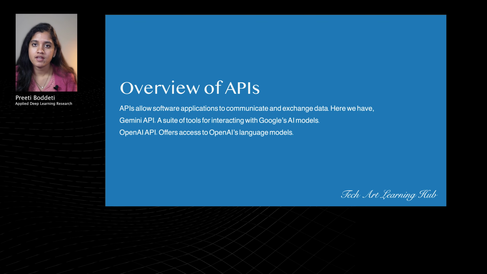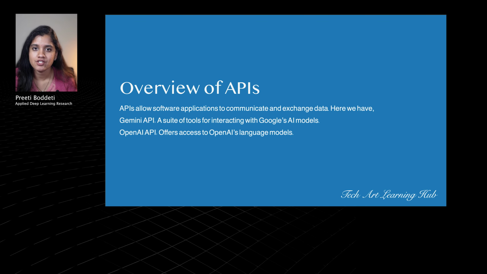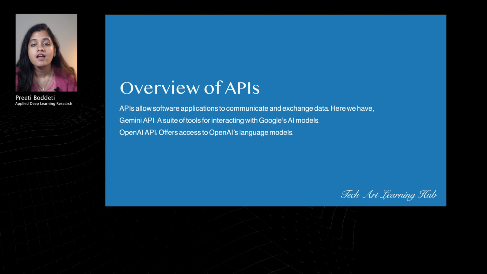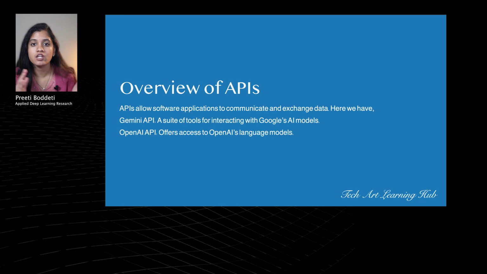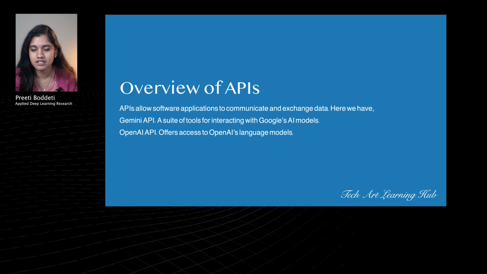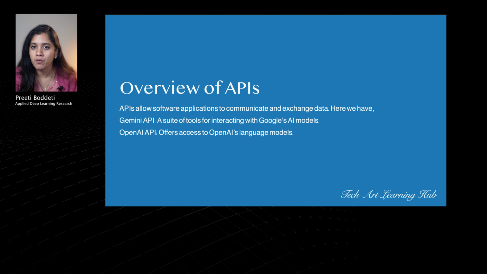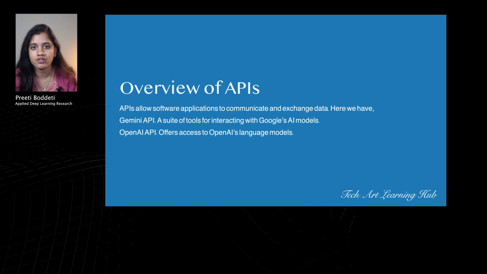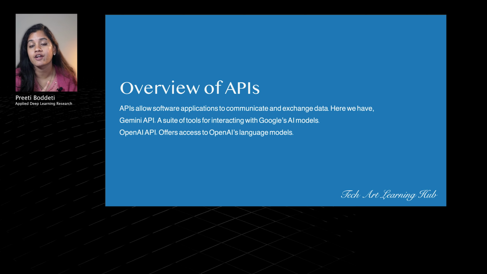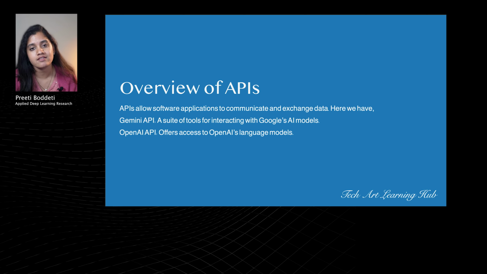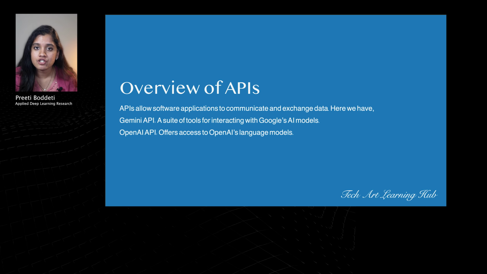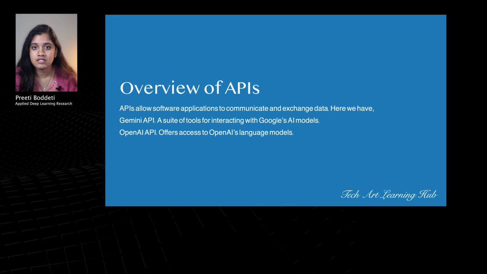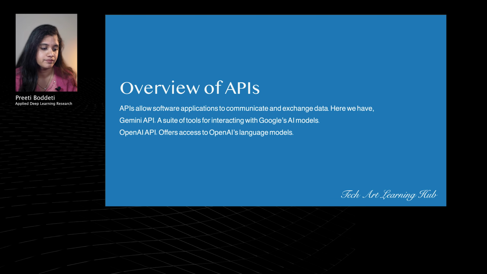So the next topic is application programming interface, that is API. APIs allow two different software applications to communicate with each other and exchange data. So in our AI powered app, we are using two major APIs, Gemini API and OpenAI API, to access their respective language models.